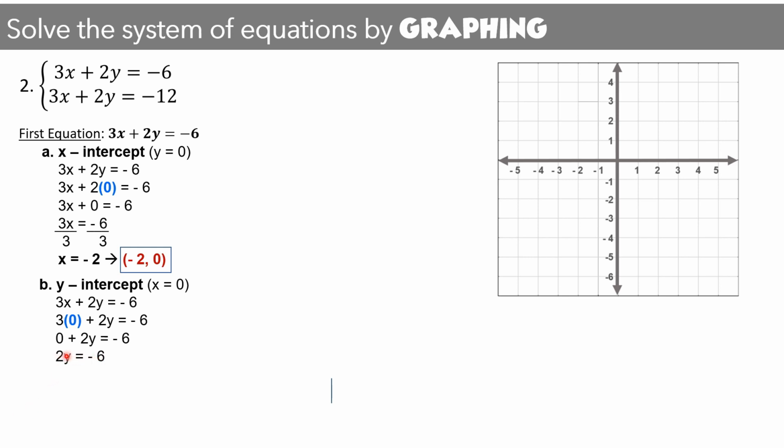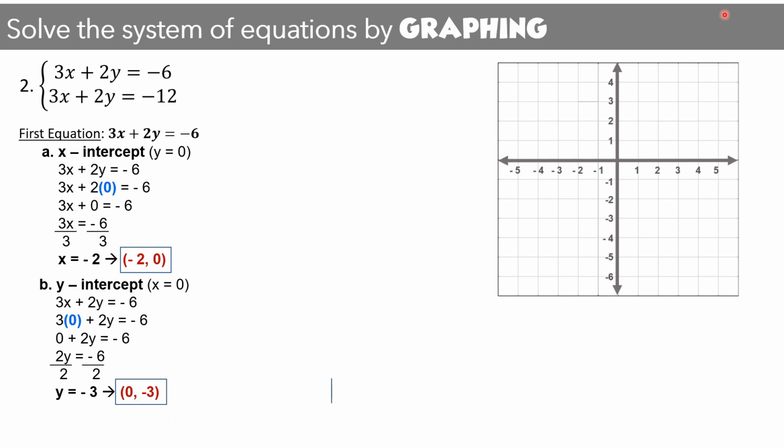It means we need to cancel this 2, this coefficient. To cancel it, divide both sides by 2. Cancel, and then negative 6 divided by 2, it will give us negative 3. Therefore, the ordered pair will be 0, negative 3. 0 for x, negative 3 for y.